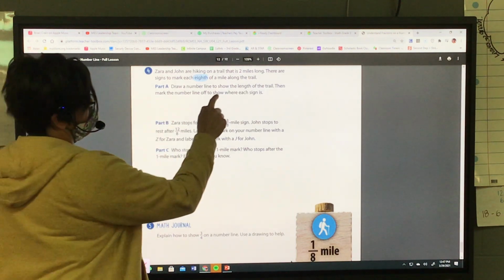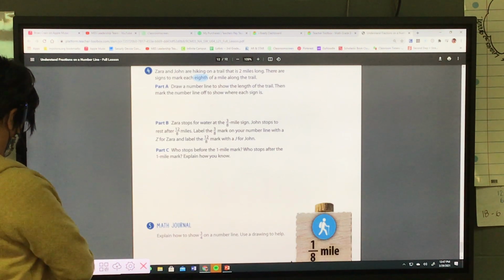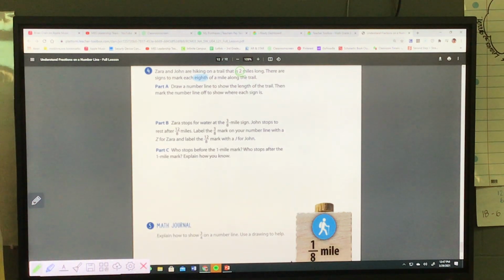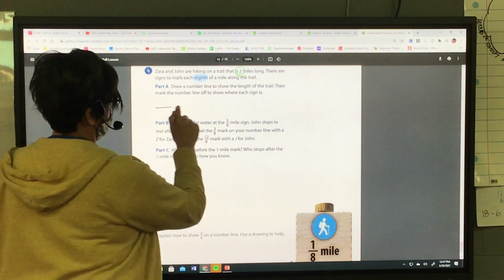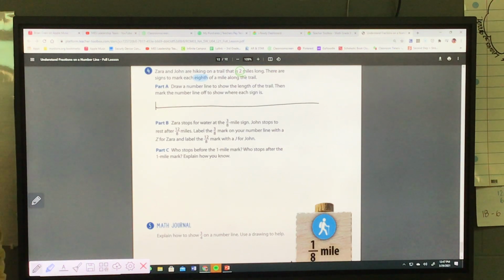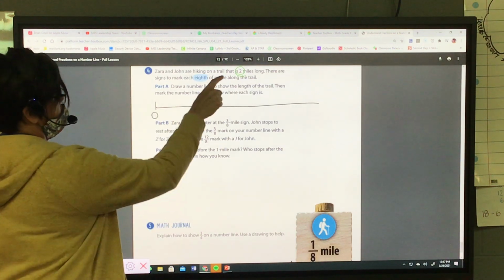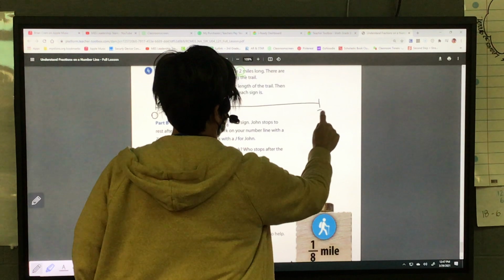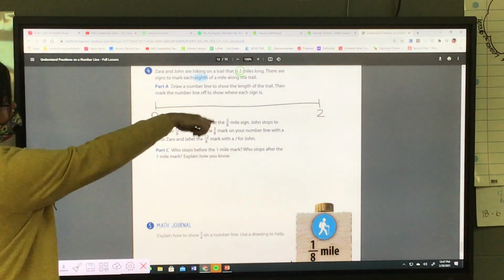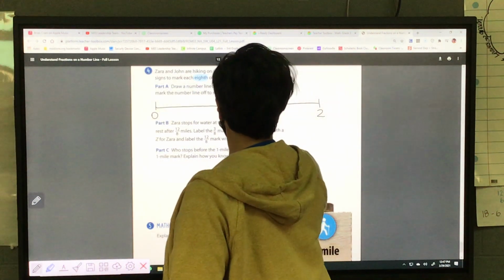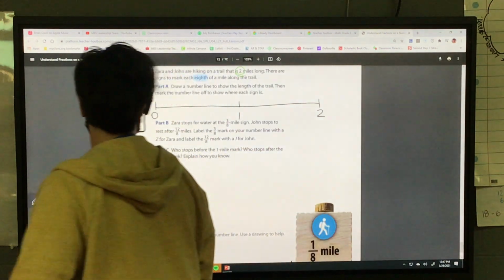Okay, how long is the trail? 2 miles. It's 2 miles long. All right, so we're going to have a number line here. It's going to start out with what number? 0. And it's going to end with what number? 2, because the trail is 2 miles. So what's the next whole number that needs to go in the middle? 1. I got to make sure that I include 1 as close to my middle as possible.